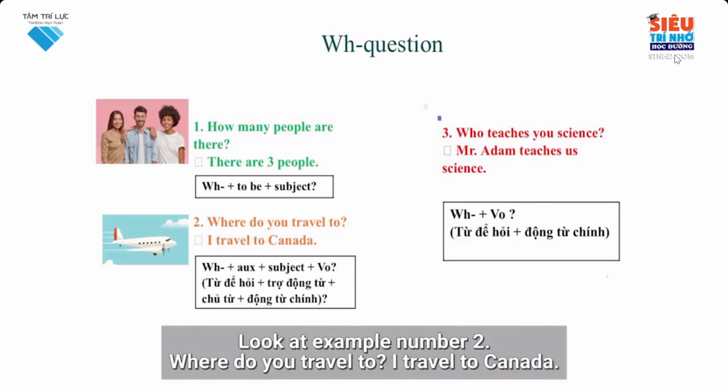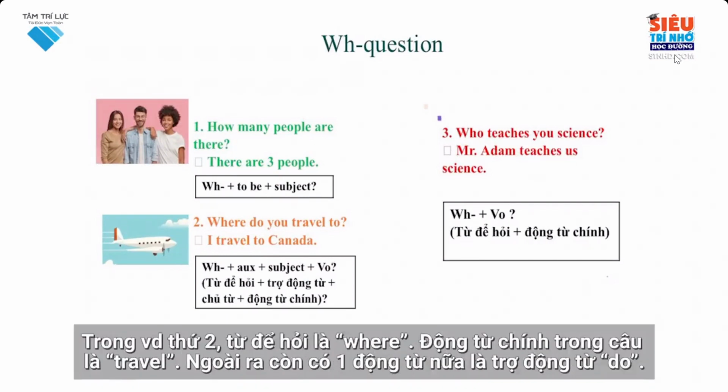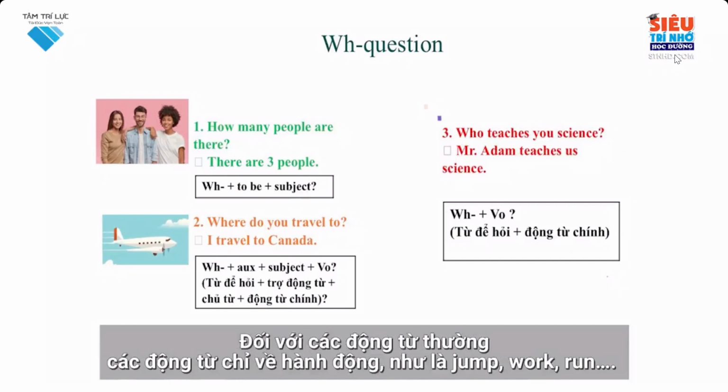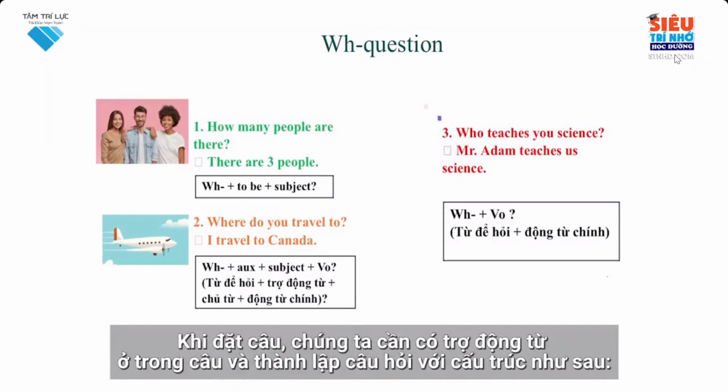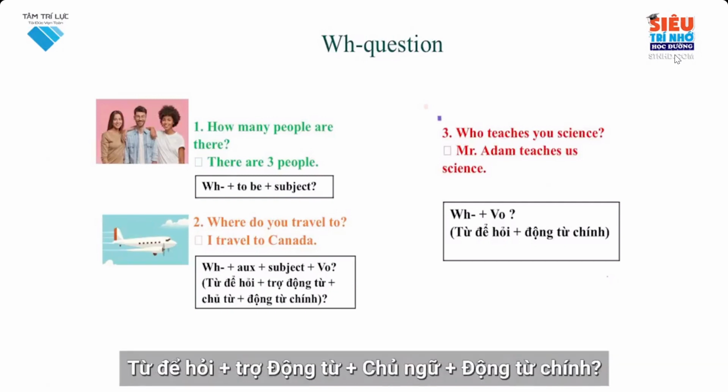Let's look at example number 2. Where do you travel to? I travel to Canada. In this example, we use the question word where. The main verb is travel. There's also another verb, that is the auxiliary verb do. When making questions with normal verbs such as jump, work, run, we need to add the auxiliary verb, and we have the structure. Question word plus auxiliary verb plus subject plus main verb.